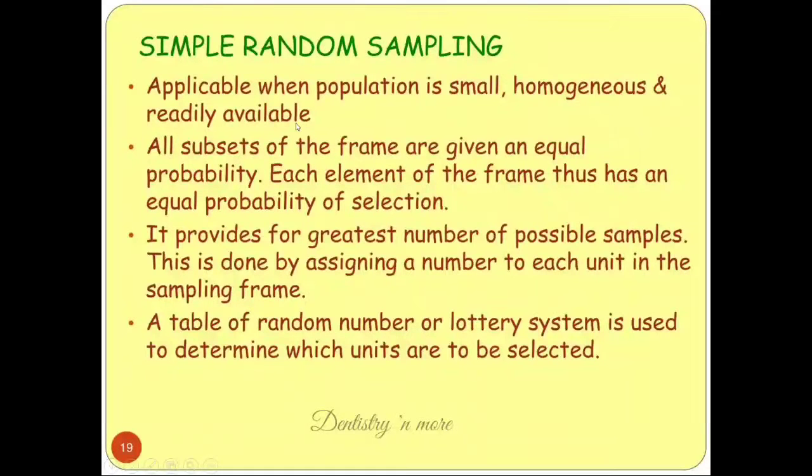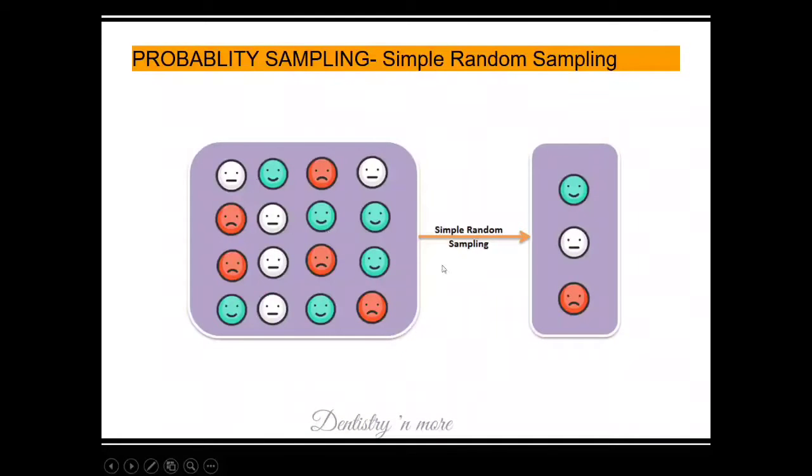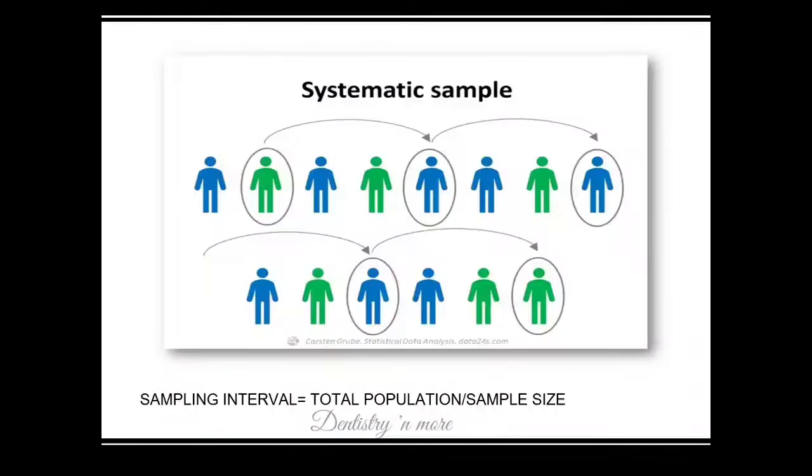Simple random, the application is small, homogeneous populations. So what is happening here is it is now commonly done by lottery system and table of random numbers. So this is how it is. We randomly pick 3 out of these 16. So all 16 members have equal chance. Okay. So this is the most ideal method of sampling, simple random sampling. So we just put all the 16 into a jar and we just take 3 out of it. Whereas systematic sampling will be done in a sequence.